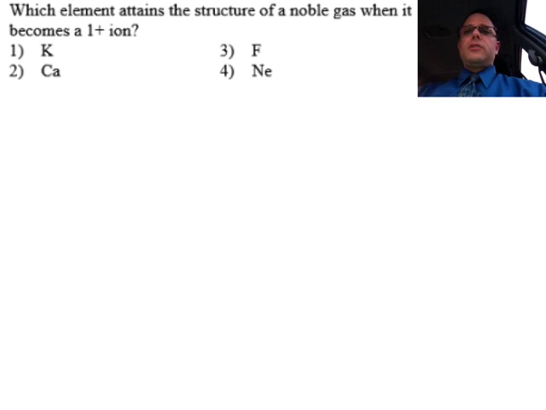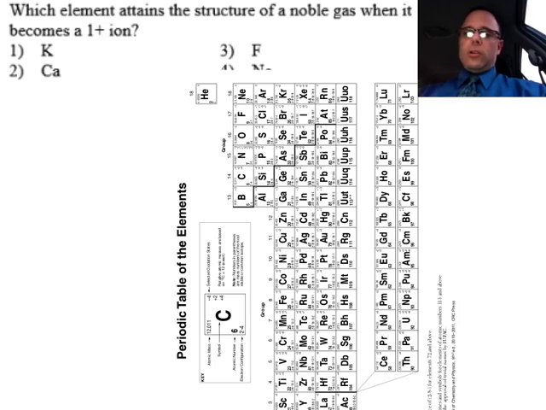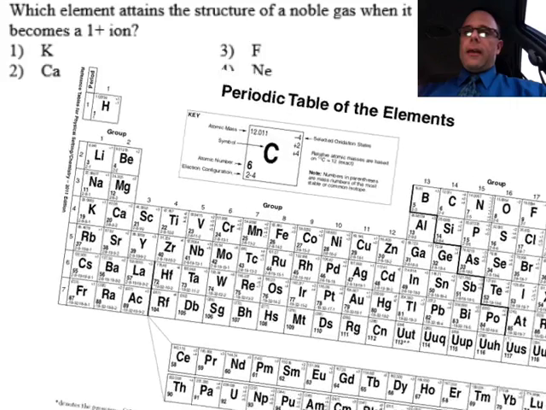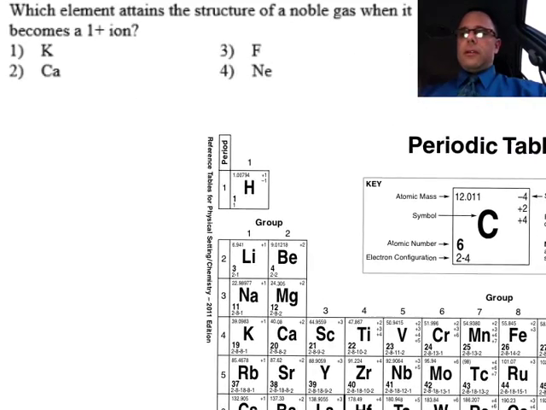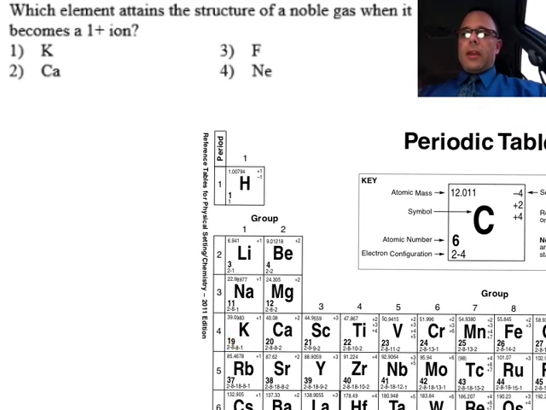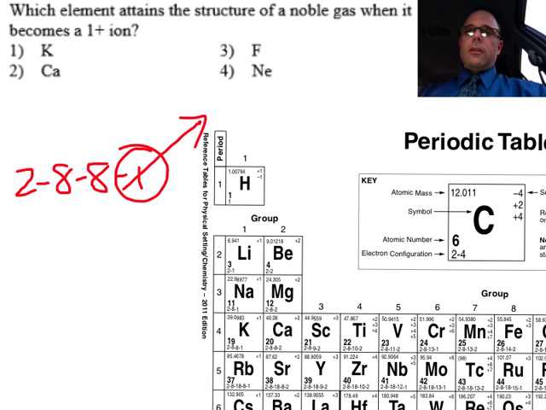So this is a similar question. This is our last one. Which element attains the structure of a noble gas when it becomes a +1 ion? Again, we need to consult our periodic table. And potassium is on the left. Here it is. And its electron configuration is typically 2,8,8,1. And if it lost this electron, it would result in a +1. Right then and there, there's your answer. It is number 1, but let's inspect the others just so that we could cement our thoughts here.